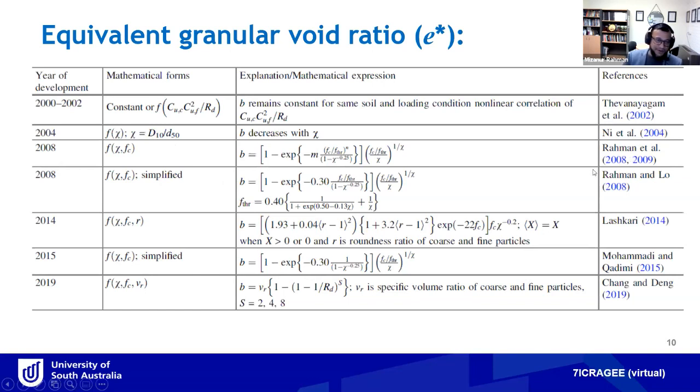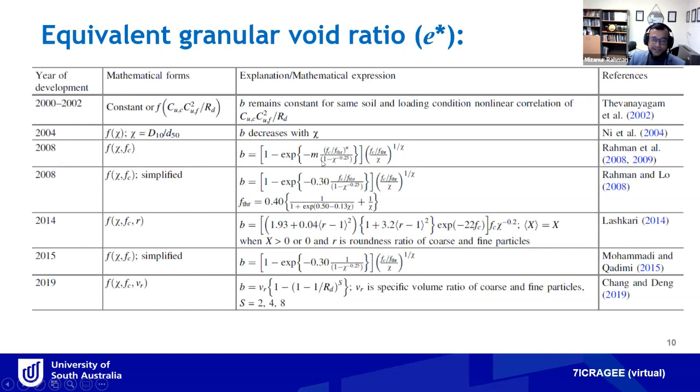In 2008, during my PhD, I realized it must be related to particle size and also the fine content. If fines fit in the gap between the coarse particles, and if the fine content is significant enough, then they must come in between the coarse. So based on that, with some growth theory, we came up with a semi-empirical equation like this.